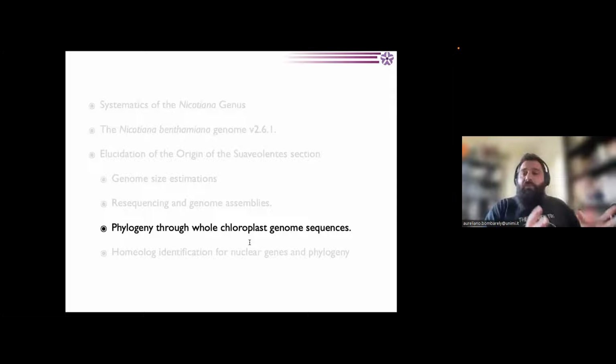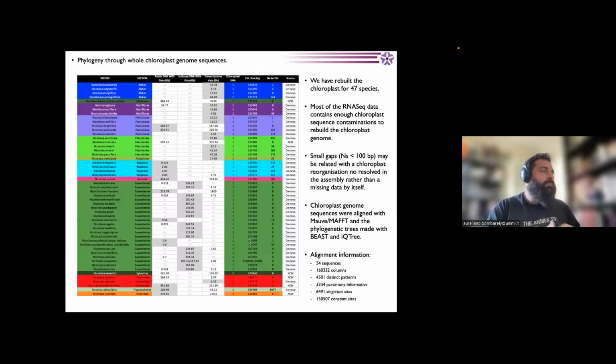We took everything that was public, we took all this resequencing data, and we started to do all these different assemblies. We also did the annotation of these assemblies, the functional annotation of the genes and so on. And then we started to do some phylogenies. Of course, we started with the chloroplasts. So this is a summary of all the different chloroplasts that we reconstructed, not only for the Suaveolentes species, but also for the other Nicotiana species.